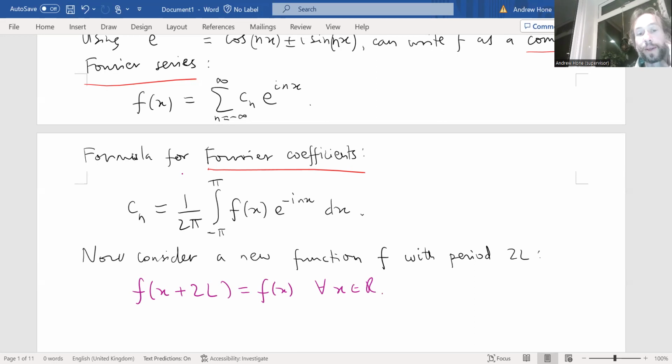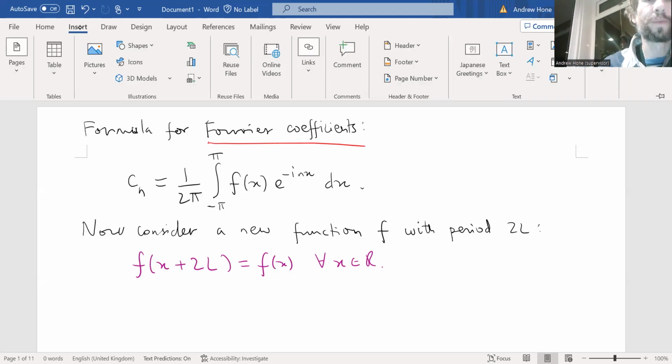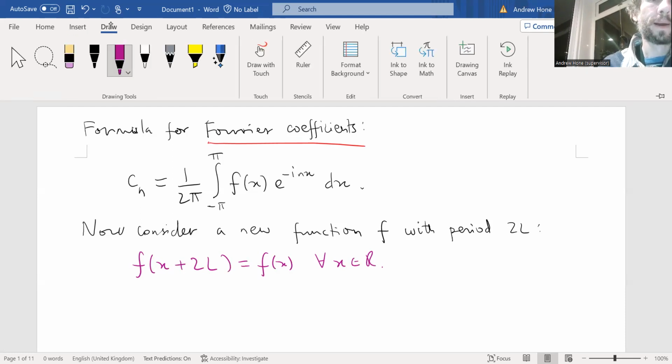So now what I want to do is modify the formula for f. I'm still going to write f as a Fourier series, but I'm going to have to scale various things. The main thing I'm going to have to scale is x. So how do I want to do that?